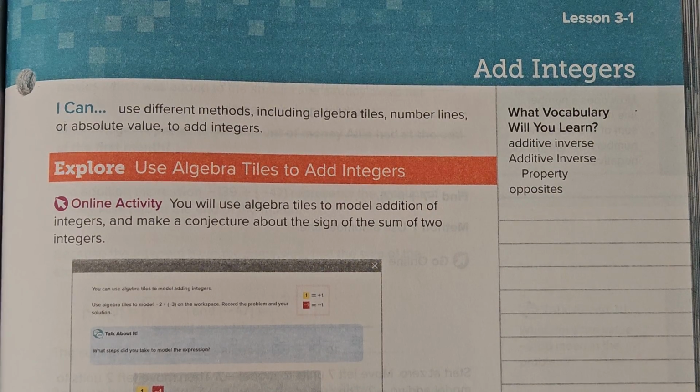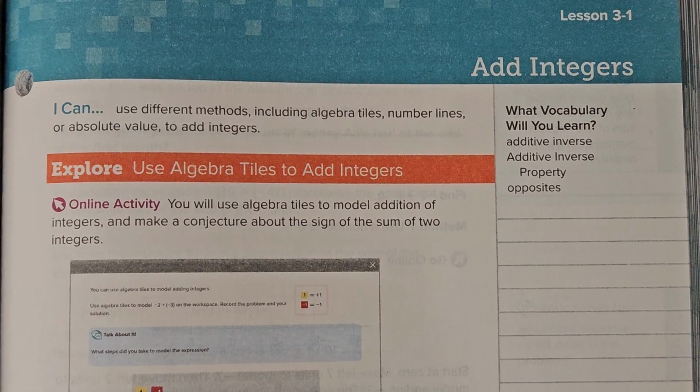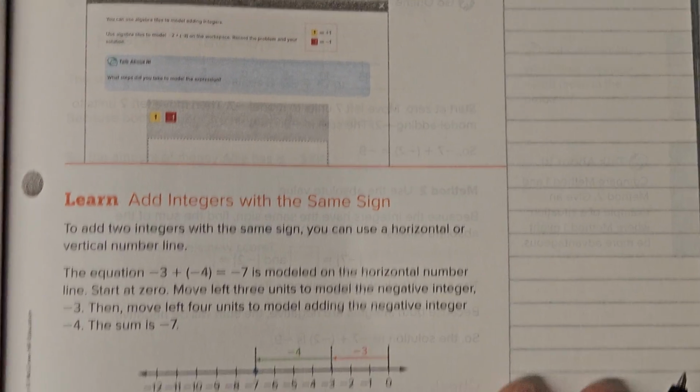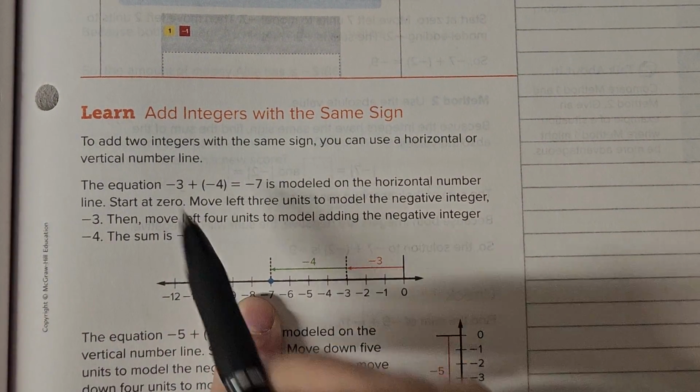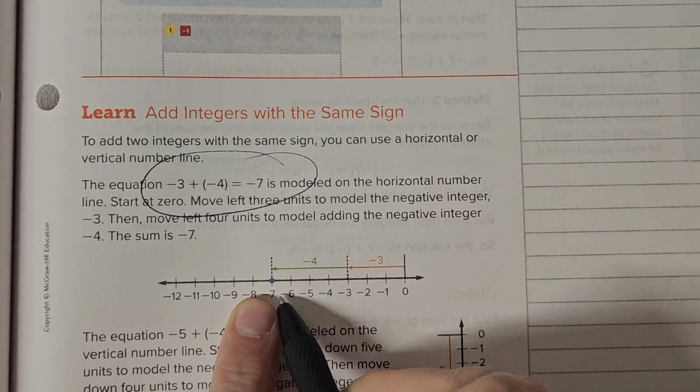Good morning. Lesson 3-1, adding integers. There's a couple rules here for adding integers we'll go over. But if it helps, use a number line. So draw yourself a number line and start at 0. So in this problem, -3 plus -4.